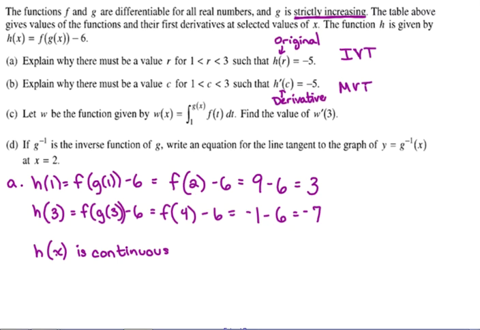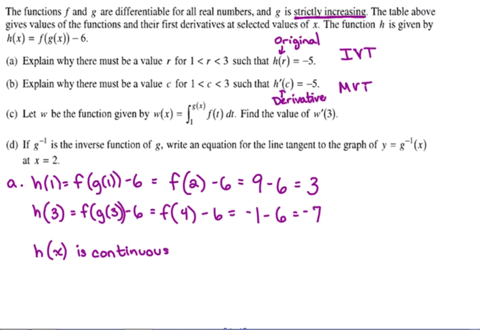Now, just as a little tip here, look at how this one's phrased. It says explain why there must be a value r. If it says that, then it's telling you there is. You just need to give them the reason for why there is. Sometimes they will say, must there be a value? Explain why or why not. That's where there could be the case where there's not because it's not continuous or something like that. But if it says explain why, you know it is. So you can just go ahead and say h is continuous because you know that has to be true.